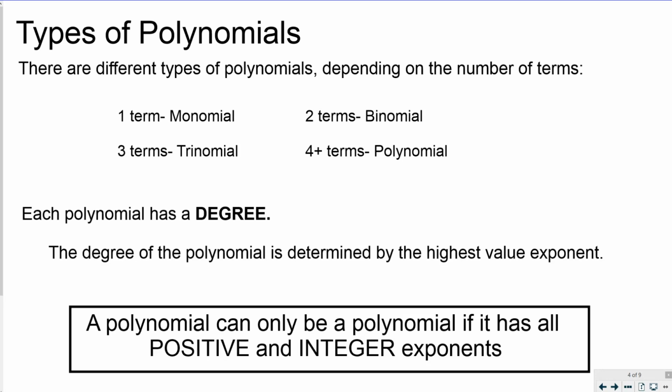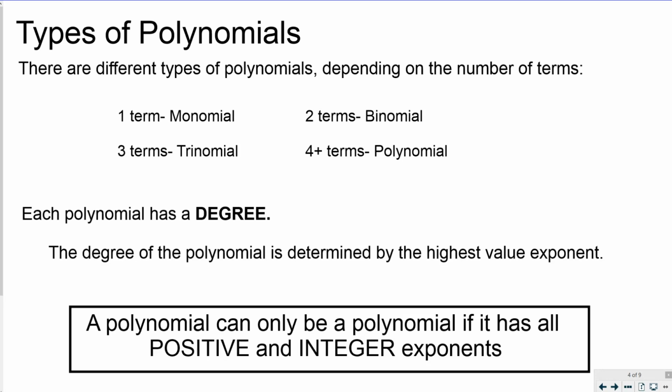So, different types of polynomials. Their classification depends on the number of terms. If it has one term, it's a monomial. If it has two terms, it's a binomial. If it has three terms, it's a trinomial. If it has more than three terms, we just refer to it as a polynomial.